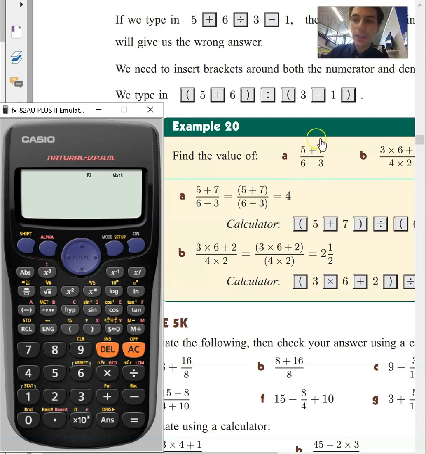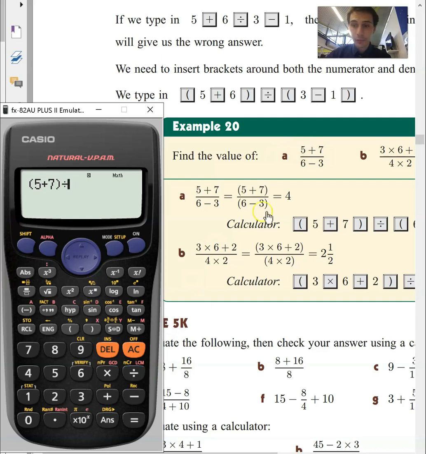Now let's try putting this fraction in the calculator. 5 plus 7 divided by 6 take 3. There are two ways to do it, and I think it is important for you to learn both. One way is to look at the top and write the numerator, which is the top, in brackets. So bracket 5 plus 7, end bracket. And that will mean the calculator will figure that out first.